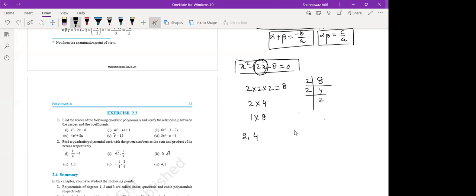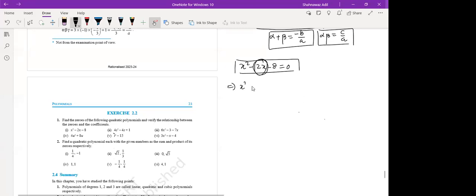So since we want -2, we'll put the sign for 4 as minus and 2 as plus. Absolutely right. So this is plus 2 and this is minus 4. So these are the two factors, plus 2 and minus 4. So we have x square minus 4x plus 2x minus 8 equal to 0, right?